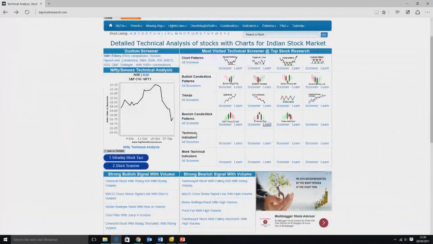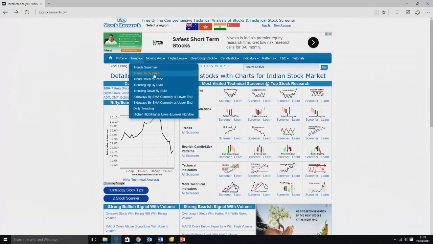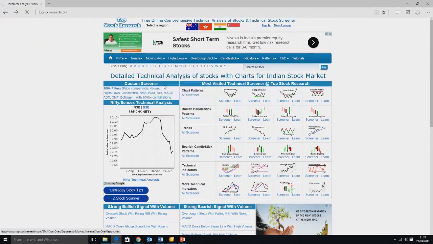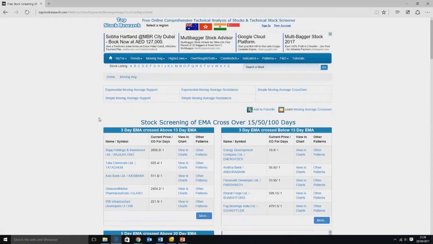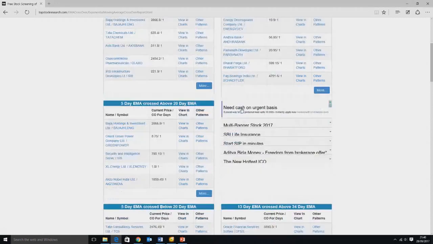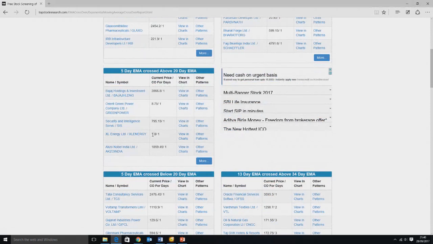Now let's see some other thing. And here actually the very nice thing which I see here, like you can have trends also. You can have the moving average crossover also, like where you have this exponential moving average crossover or the simple moving average crossover. So if I go for exponential, here you have where 3-day EMA crosses above 13, below 13, 5-day, and a 20 EMA. So this also gives you a very good perspective if you are trading on the moving average crossover.